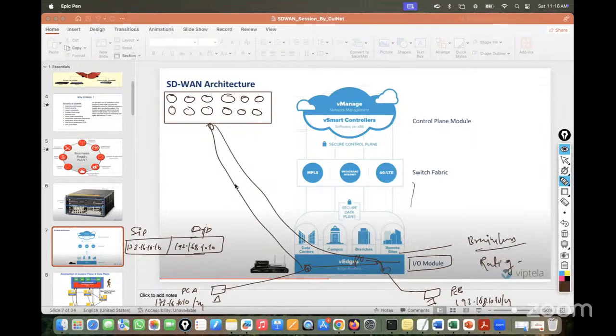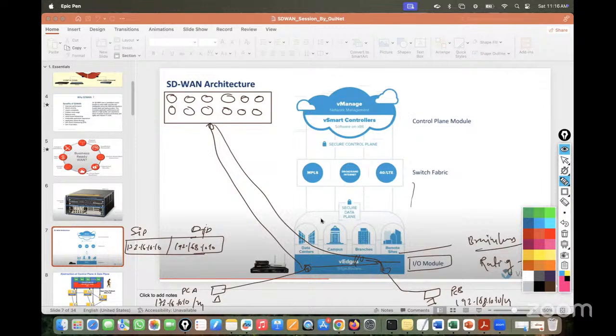That's the difference between the normal box and the Cisco SD-WAN box architecture. Till now, clear, everyone? Shall I move next? Yes. All right. Thanks, Tanjo.